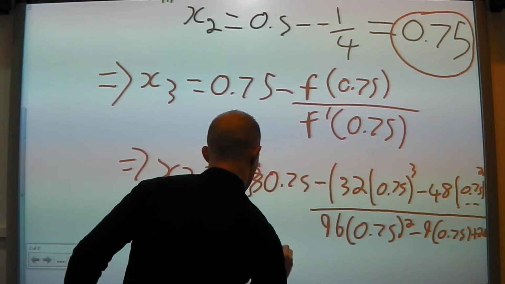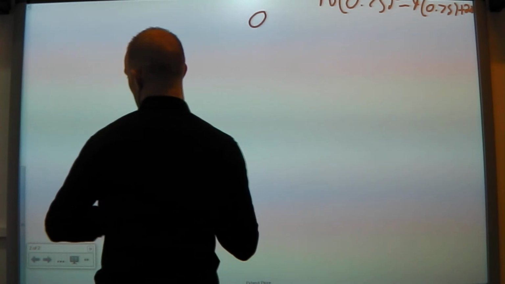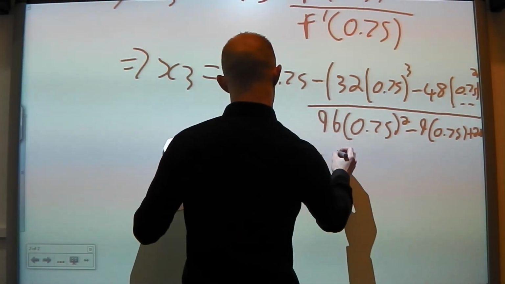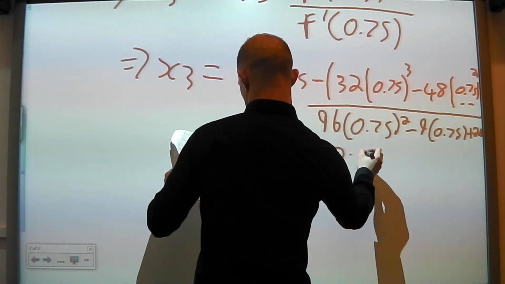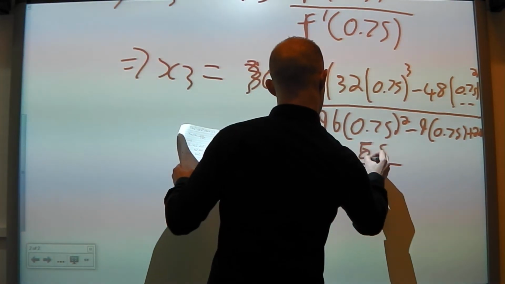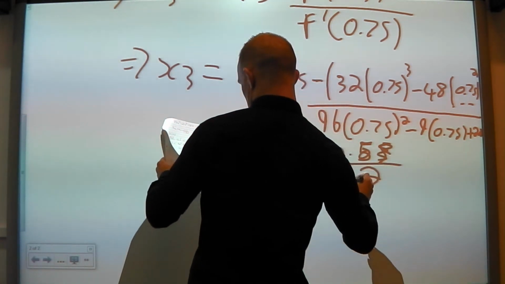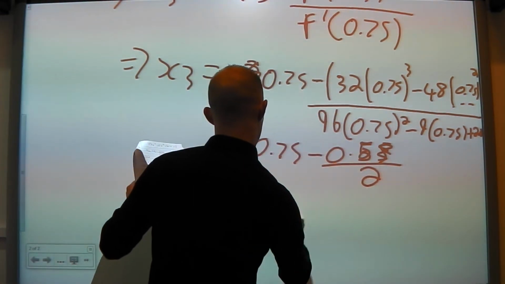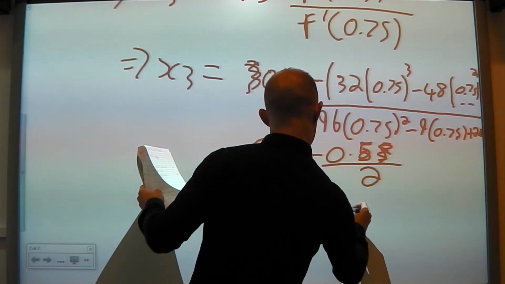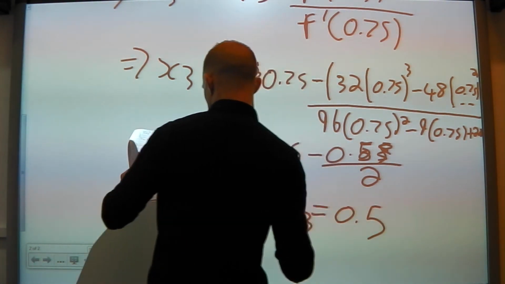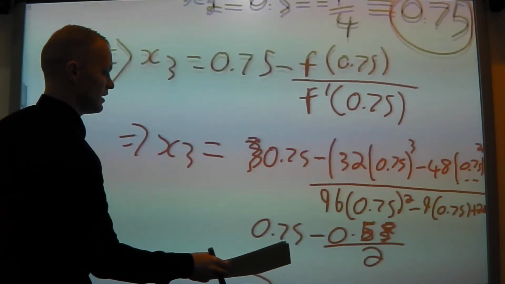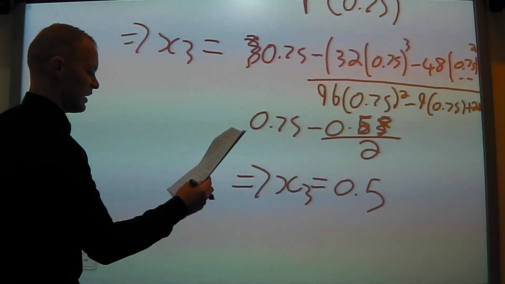So it's 0.75 minus 0.5 over 2. Oh, sorry, 0.5 over 2. And that implies your x3 is equal to 0.5. So your x2 is equal to 0.75, and then your x3 is equal to 0.5.